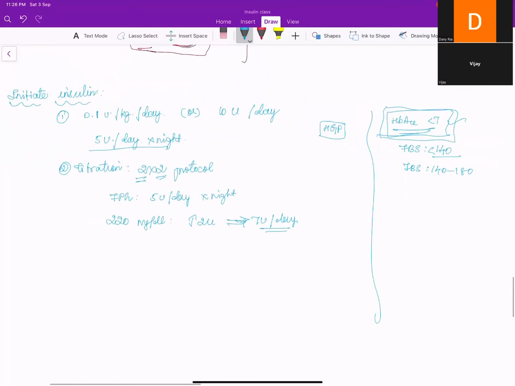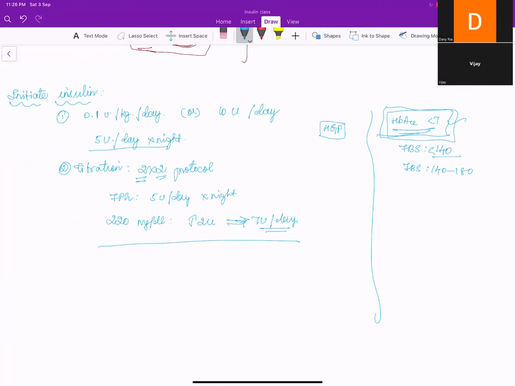If the FBS you are seeing on Wednesday is in the range, around 140, it is normal, so continue the same units. There's no need to titrate further. Suppose it is not controlled, if it is higher, you have to increase by 2 units every second day, 2 units. The same, in the opposite direction, goes for low sugar.